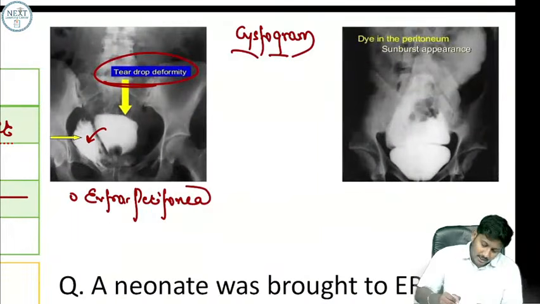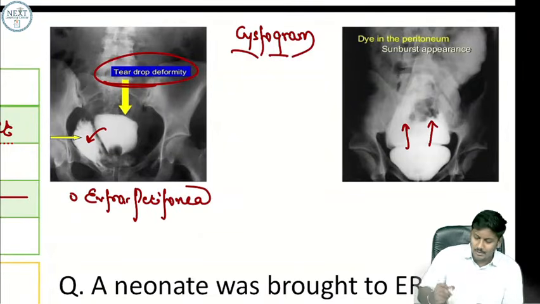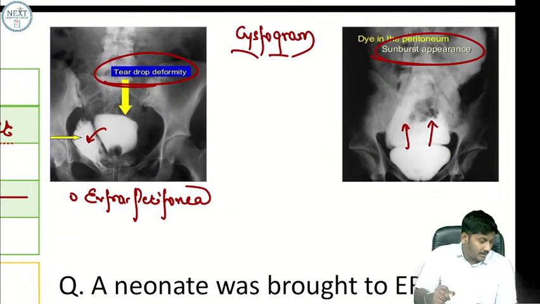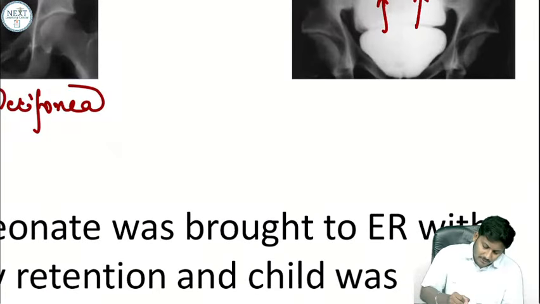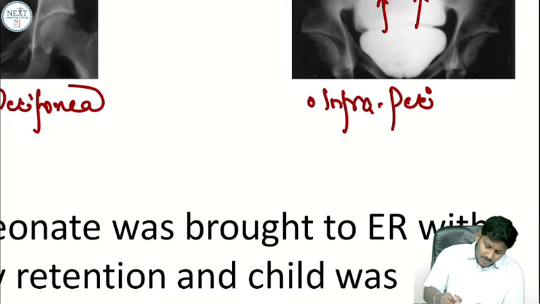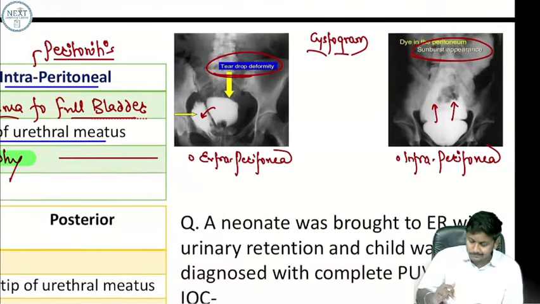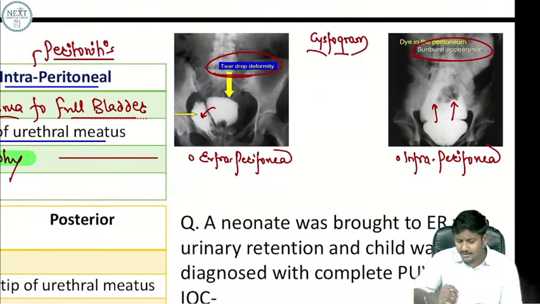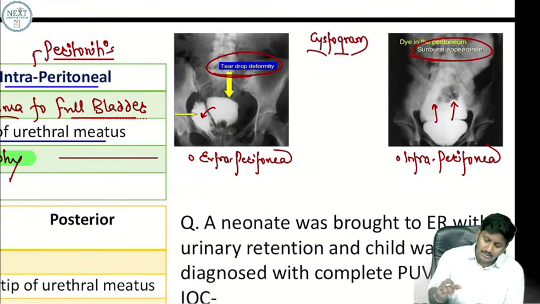In the second picture, here you can see the contrast leaking out into the peritoneal cavity, and whenever you see the contrast leaking out into the peritoneal cavity, beta, you are able to see the classical sunburst appearance, beta. And we know the sunburst appearance, beta, is a classical feature of intraperitoneal bladder rupture. So intraperitoneal bladder rupture on cystogram gives you a classical sunburst appearance, which is important to be remembered.